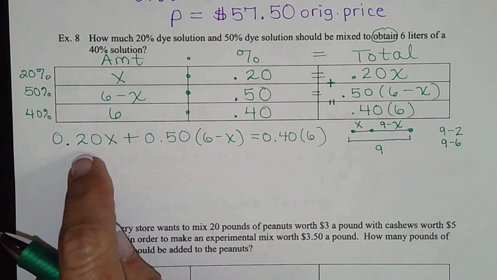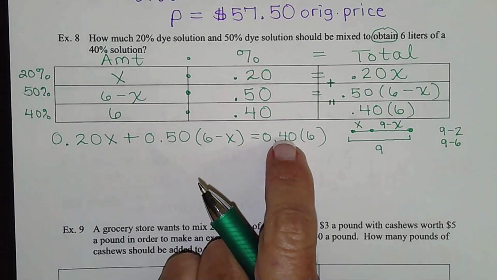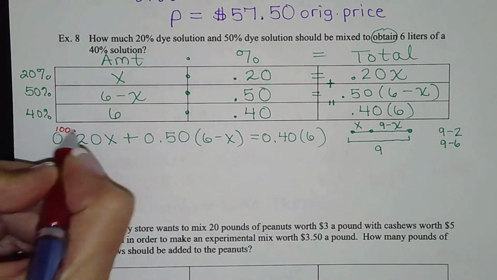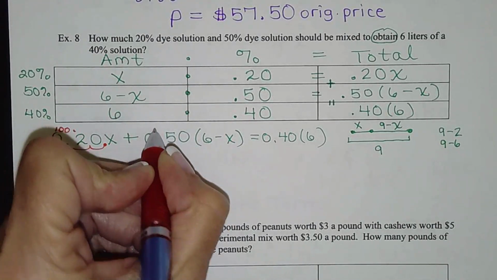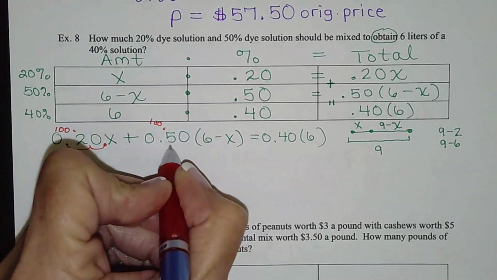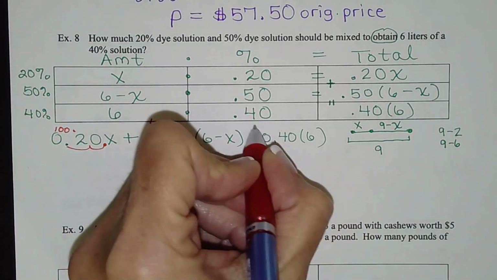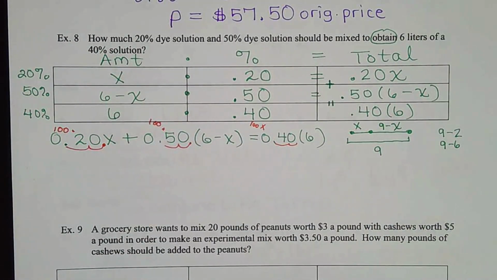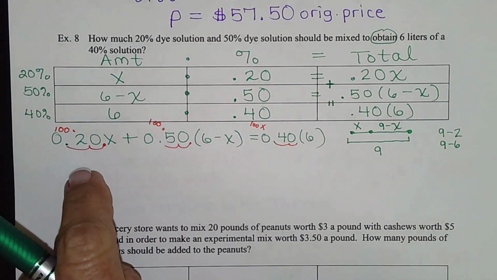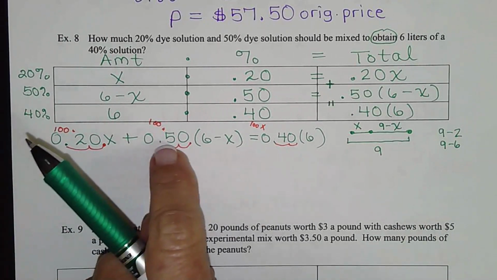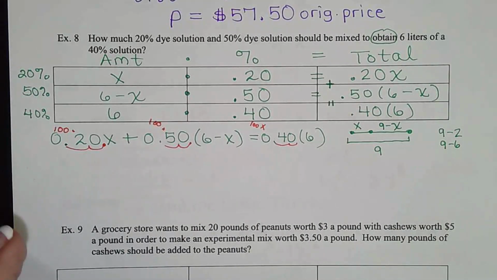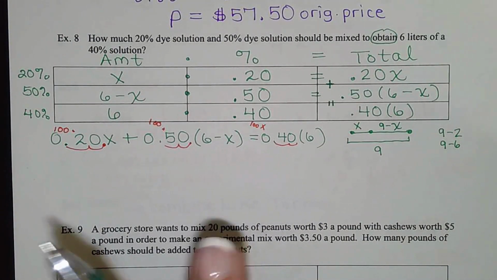So I can multiply all the outside numbers by 100, which moves the decimal place 2 to the right. So times 100 moves this to 20. Times 100 moves this to 50. Times 100 moves this to be 40. So that was called multiplying by the LCM, and they all have an imaginary denominator of 100, 20 over 100, 50 over 100, 40 over 100. That's why we chose to multiply by 100. 100 moves decimal places 2 places.